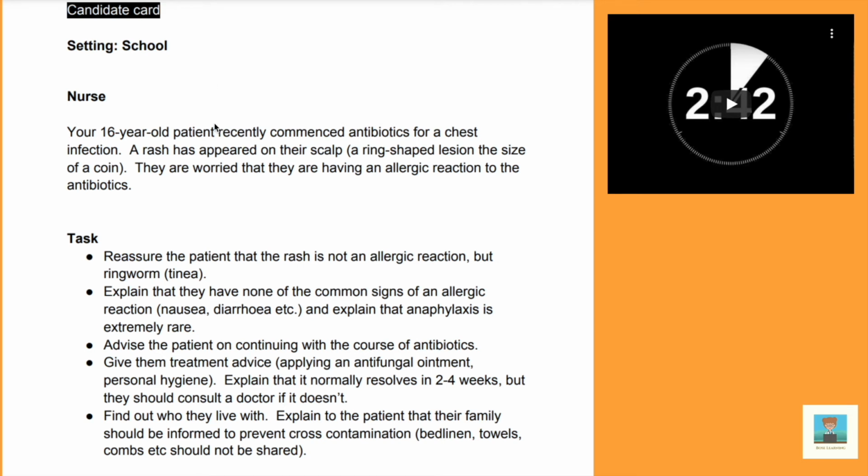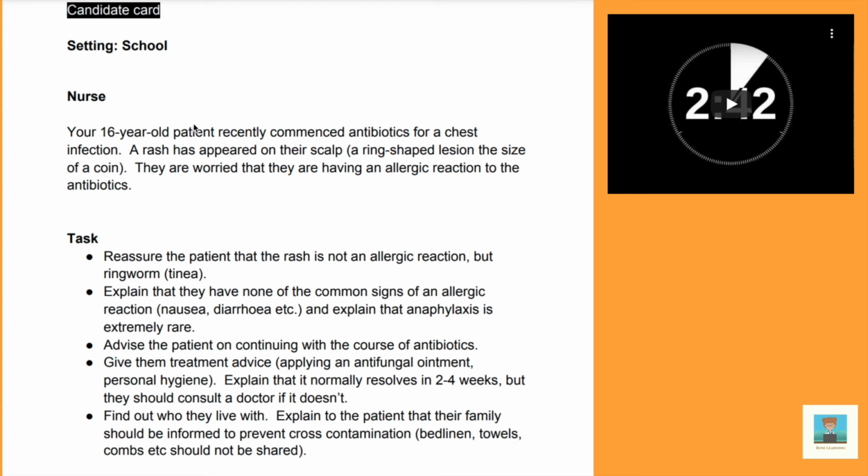We know that normally if you have ringworm, the advice is to go and see the pharmacist directly, but obviously this patient is at school, the nurse is there and available to talk to them, so they've come in to see the nurse with their concerns.